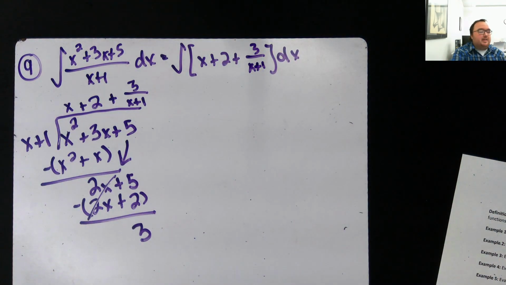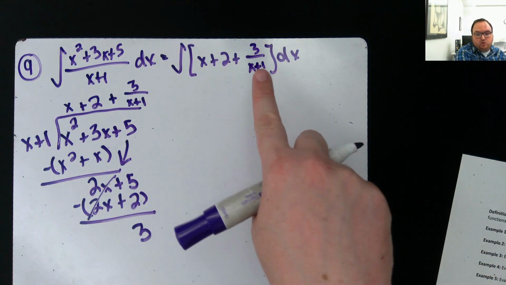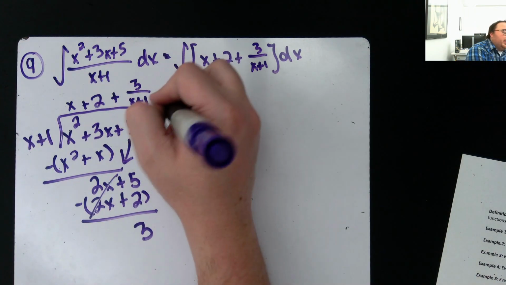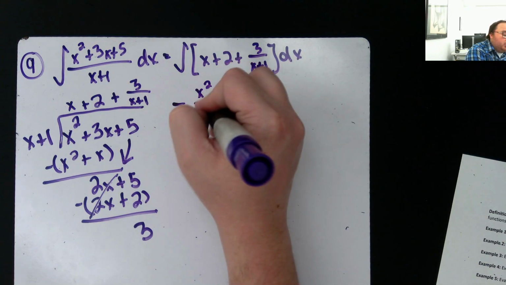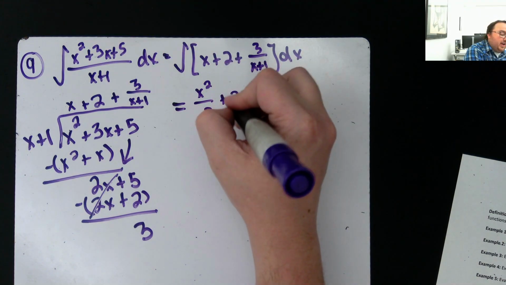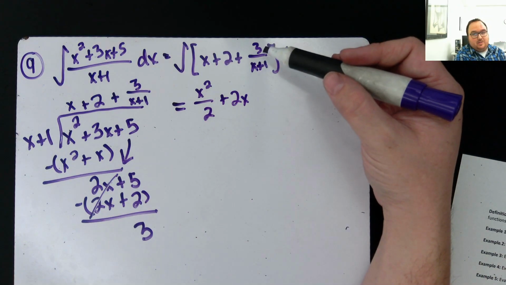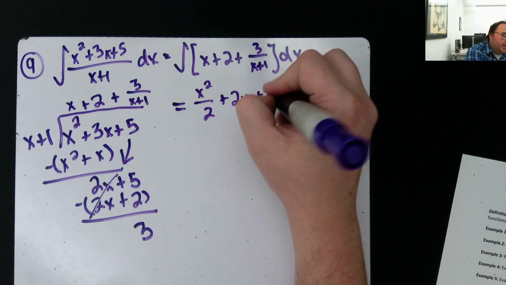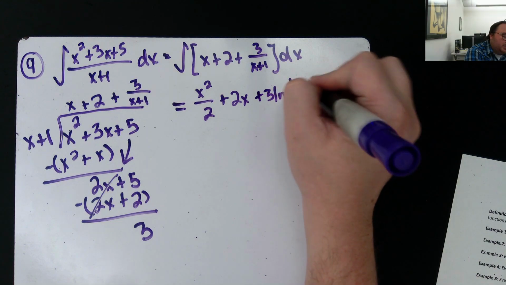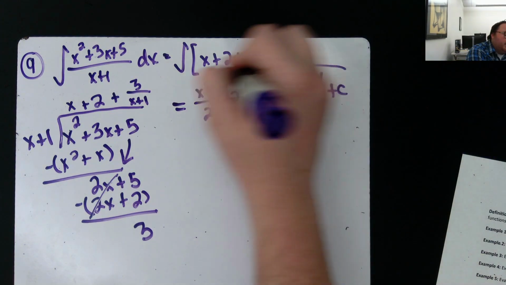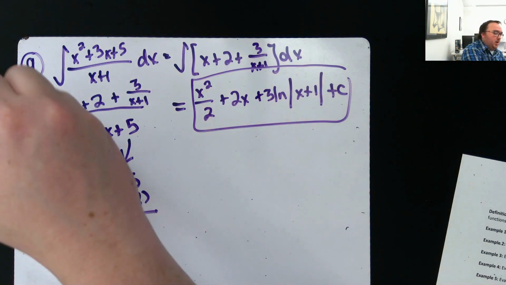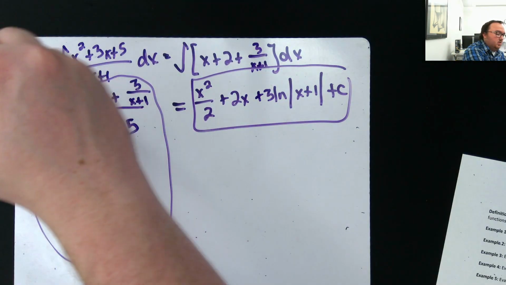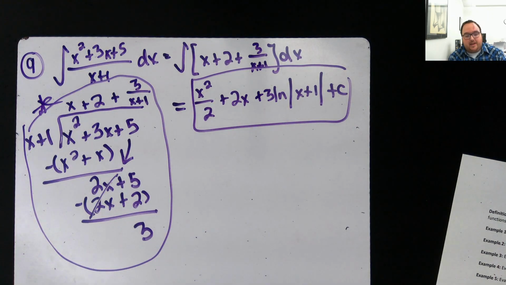And this isn't bad because I could work with each of these terms here. The antiderivative of the x is x squared over 2. For 2 is 2x, and this is just the natural log. So plus 3, natural log, absolute value, x plus 1 plus c. So this is a skill that might be helpful. Again, I will try to link a review about that.